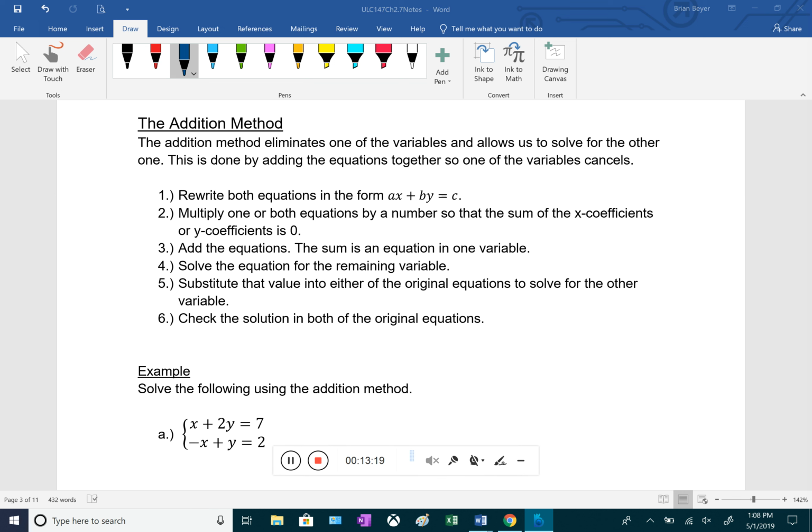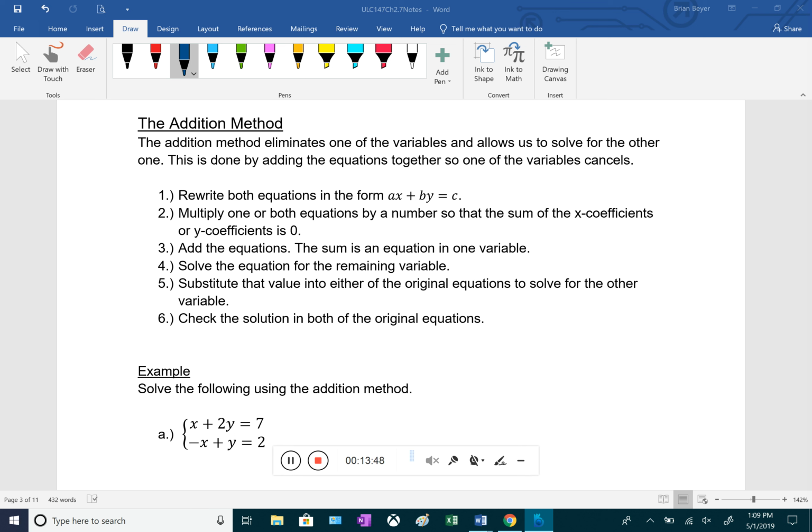So the next method to solve these is going to be the addition method. So the addition method is going to be exactly what it sounds like. We're going to be adding the equations together with the end result being that we want to eliminate one of the variables. So we're going to add the equations together. One of the variables is going to be eliminated, and then that'll allow us to solve for the remaining variable.